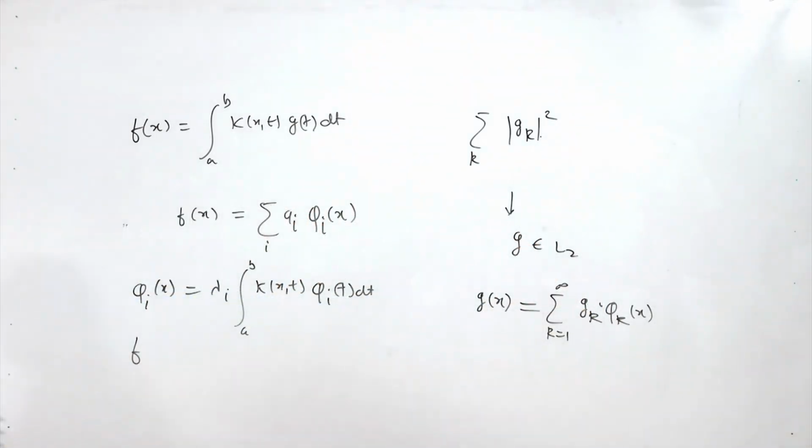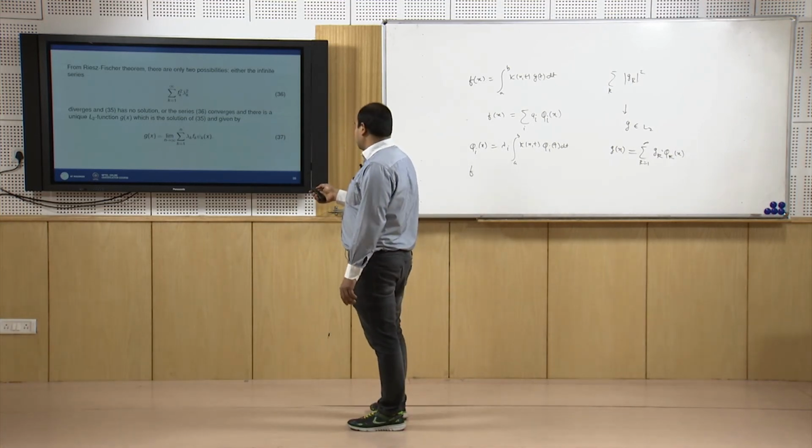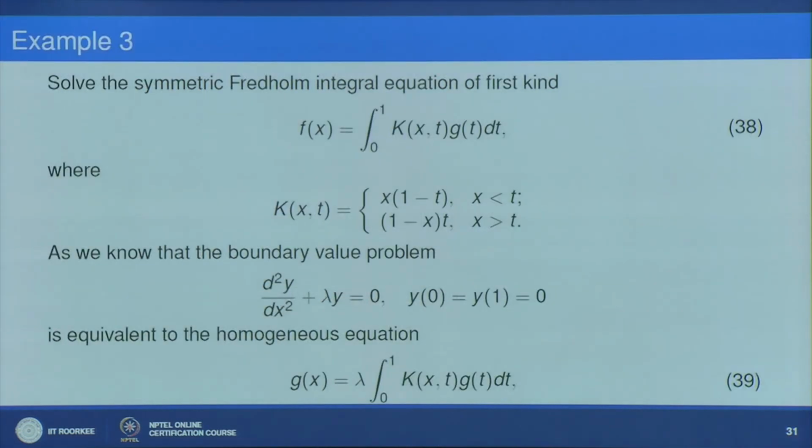Or you can say that g has this representation. So you can write that if this infinite series diverges, then we do not have any solution, but if it converges, then the Riesz-Fischer theorem says that your solution g of x can be written as the limit of this infinite series. So it means that everything depends on this infinite series. So let us take one simple example here.